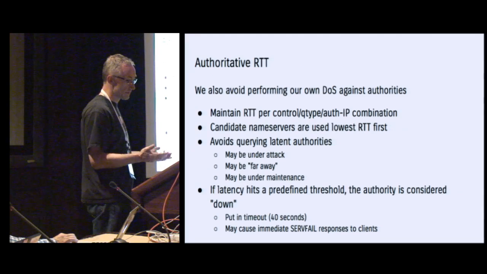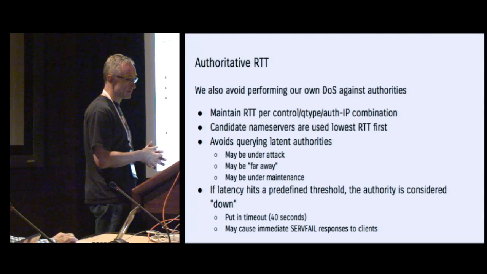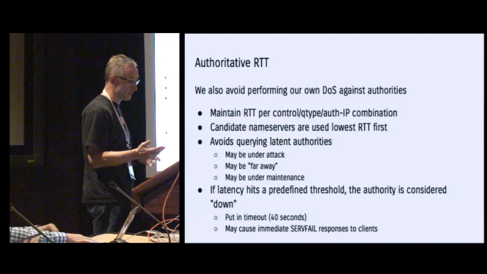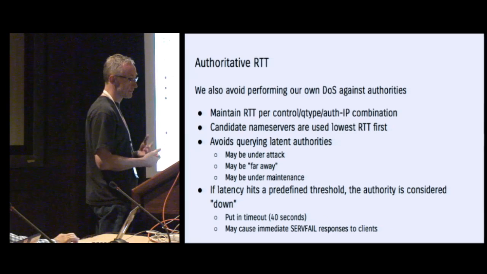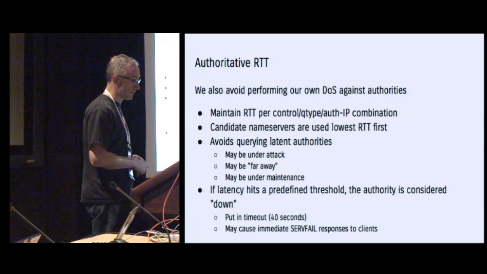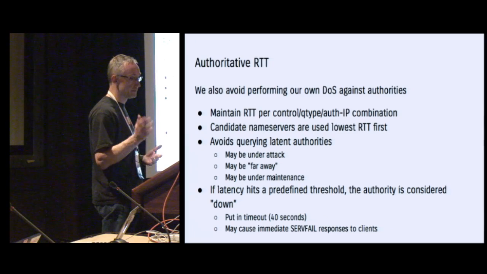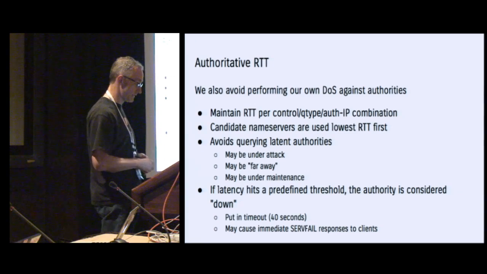So as a recursive resolver, somebody asks us a question, we go to the authority, we get an answer, we keep it in the cache. We serve that record out of the cache as much as we can. When the TTL runs out, we query upstream again.